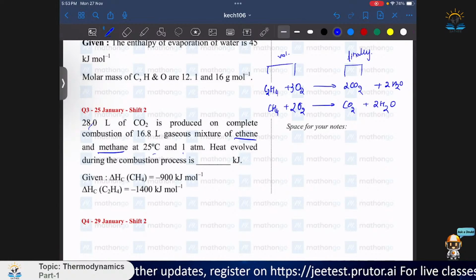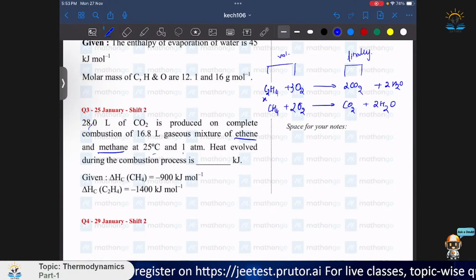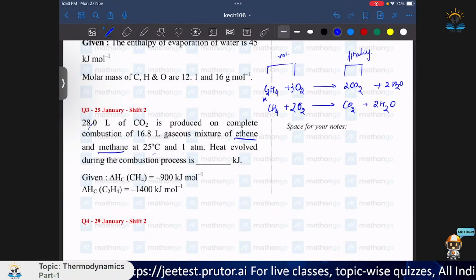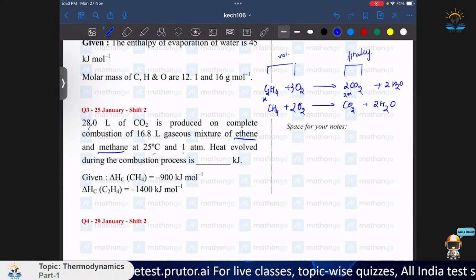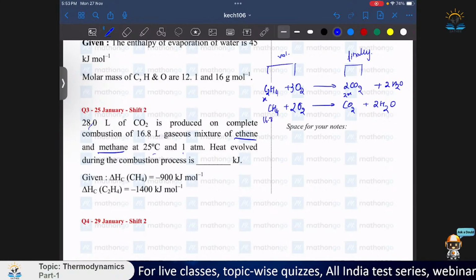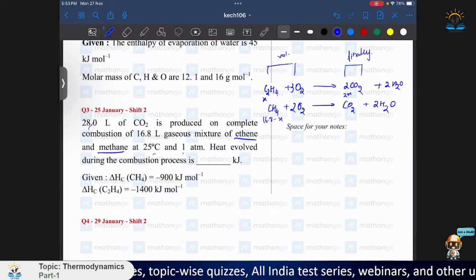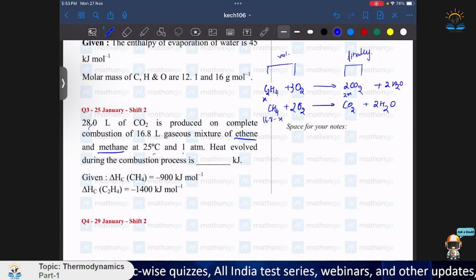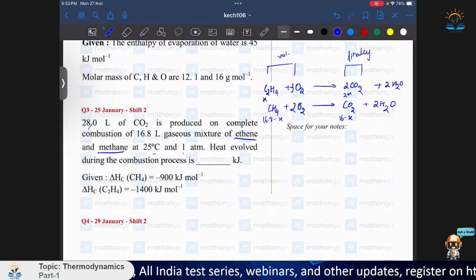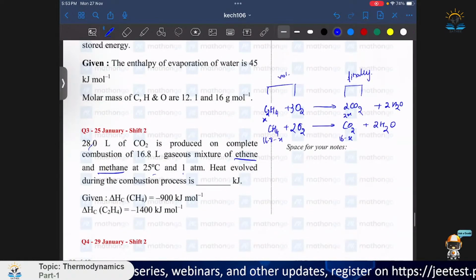Let us assume that X liter of ethene has been used. How many liters of CO2 will be produced? 2x. CH4, how much CH4 has been used? 16.8 minus X. So how much CO2 will be produced? It is again 16.8 minus X. This is the amount of CO2 that is being produced.